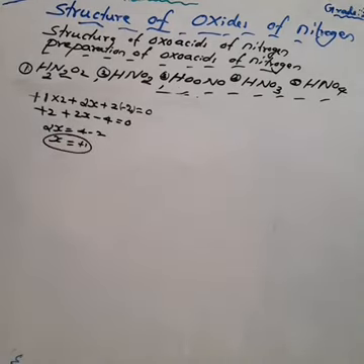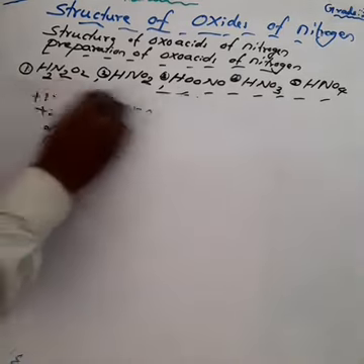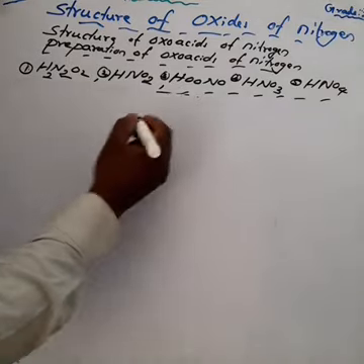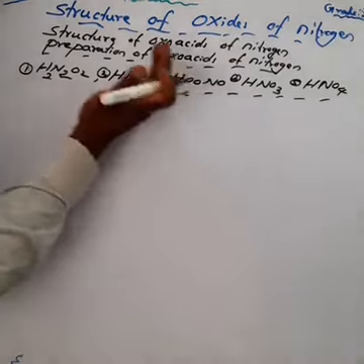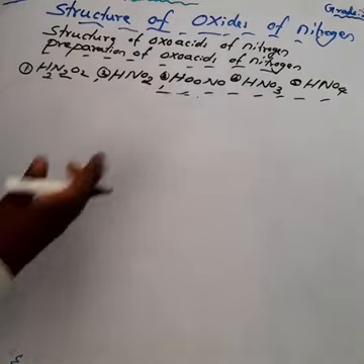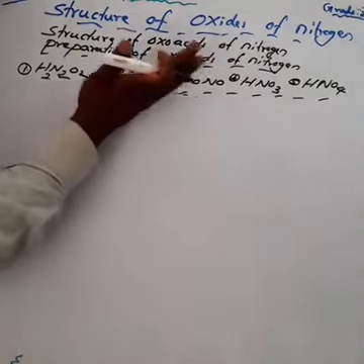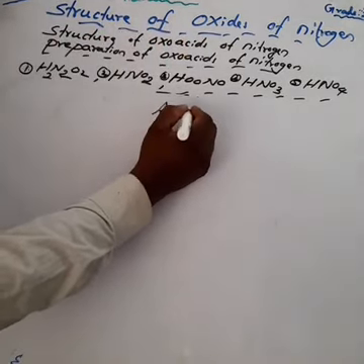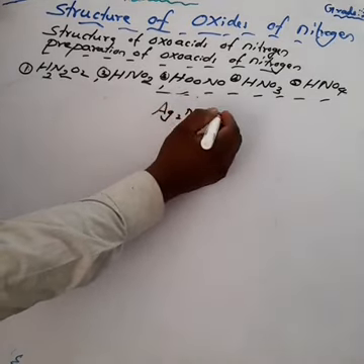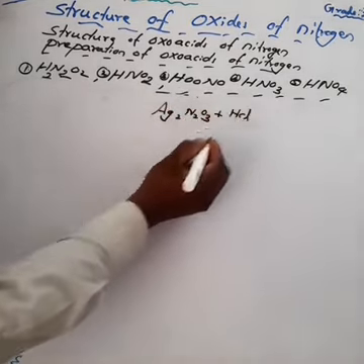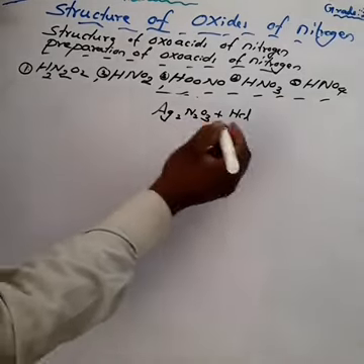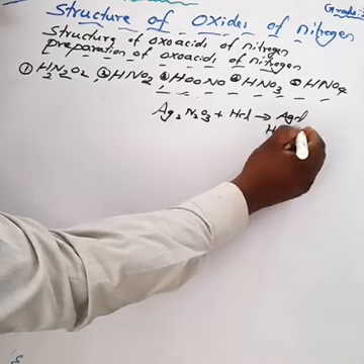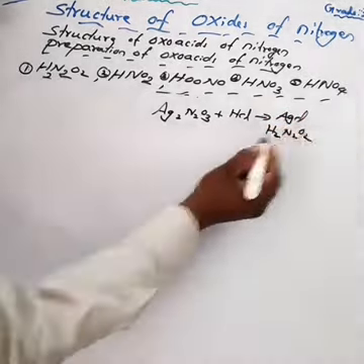Next, how can you prepare hyponitrous acid? Here we have to take silver hyponitrate. What is the formula of silver hyponitrate? Ag2N2O2. This reacts with hydrochloric acid. The silver combines with the chlorine to form AgCl. So our expected product is H2N2O2. Here having hydrogen, H2N2O2. Am I right?